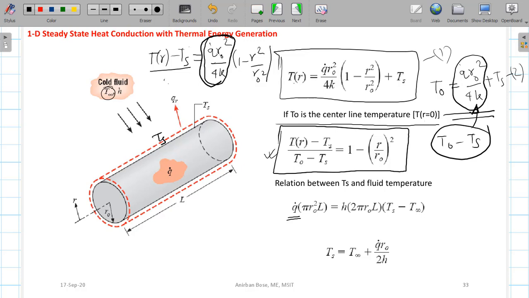So here it is the volumetric rate of heat generation multiplied by the volume of the cylinder, that is pi r0 square into L. So that heat must be convected out. So h, heat transfer coefficient, area is 2 pi r0 L, the outside curved surface area, into Ts minus T infinity. If you do that, you will get the relationship between Ts and T infinity.